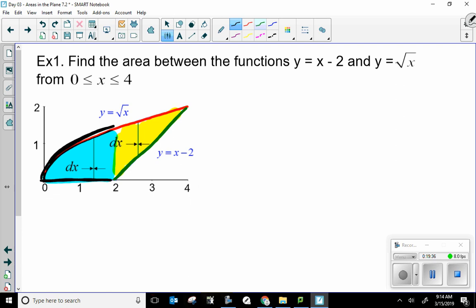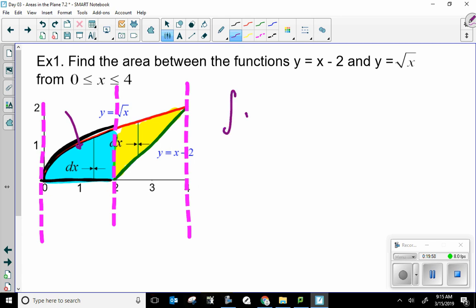That is just a basic integral, okay? So how am I going to do that? I'm actually going to divide this up right at 2. Okay? I'm going to divide that up. So how am I going to do this? In order to find the blue area, I'm simply going to take the integral of the square root of x. That there gives me the integral between the square root of x and the x-axis.